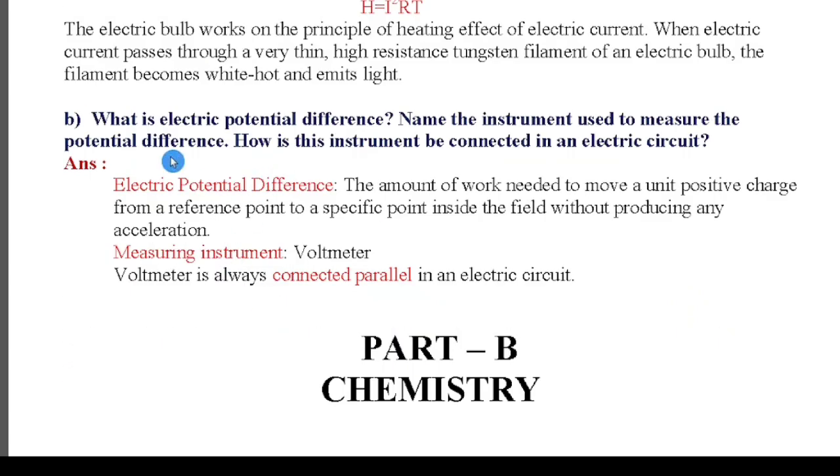So in this, B question: what is electric potential difference? Name the instrument used to measure the potential difference. How is this instrument connected to the electric circuit? So electric potential difference means the amount of work needed to move a unit positive charge from a reference point to a specific point inside the field without producing any acceleration, that is called potential difference.